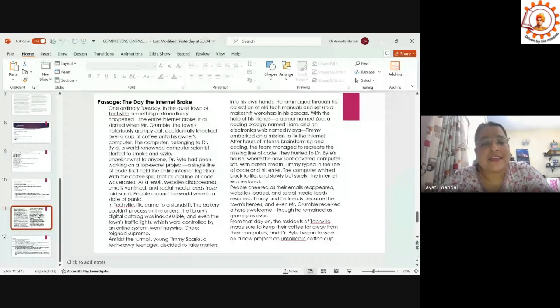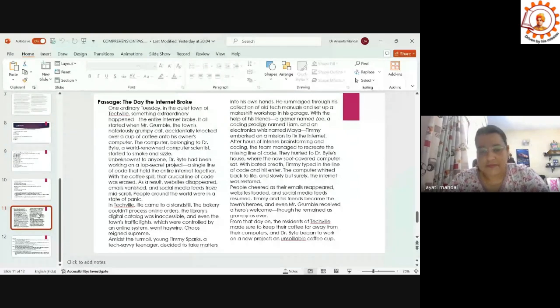So it all started when Mr. Grumble, the town's notoriously grumpy cat, accidentally knocked over a cup of coffee into his owner's computer. So, can you recall any kind of story like this? Any kind of story that you have heard? Okay, there's also a story like this where different things were burnt when Newton's cat overturned a lamp. So, Mr. Grumble, the town's notoriously grumpy cat.